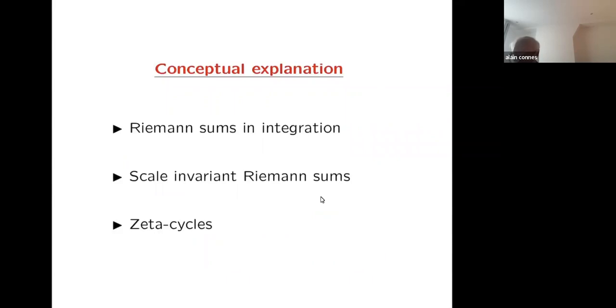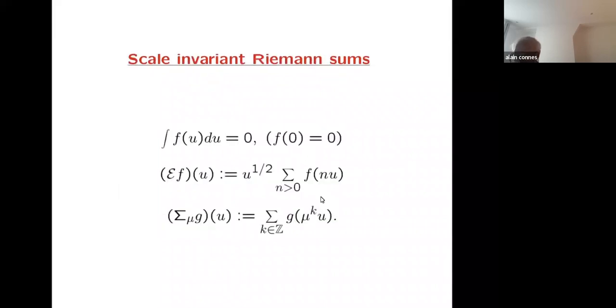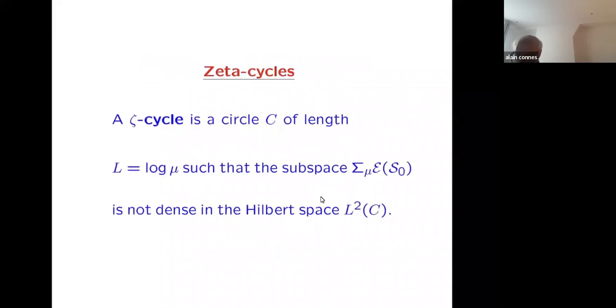And the conceptual explanation comes from the map E again. And the map E is understood by the Riemann integral. When I was talking about the map E, I was taking the sum of f of nx. But this is an approximative Riemann sum for the Riemann integral. And what happens is that we get an abstract notion, which is the notion of a zeta cycle. A zeta cycle is something very, very simple. It is a circle of length L. So it's a circle with the ordinary metric.